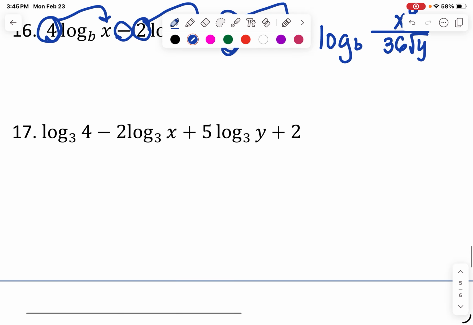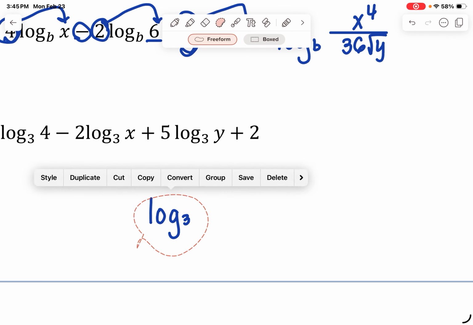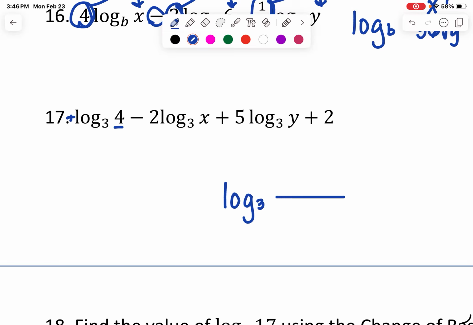Let's see, last one, log base 3. Okay. All right, so here's the first thing that I notice. Let me move this over here real quickly. Actually, let's pretend like I don't notice this for a second, okay? I'm going to do it the same way. This is positive. This is going in my numerator. And I know there's a denominator because I see a minus right here, right?